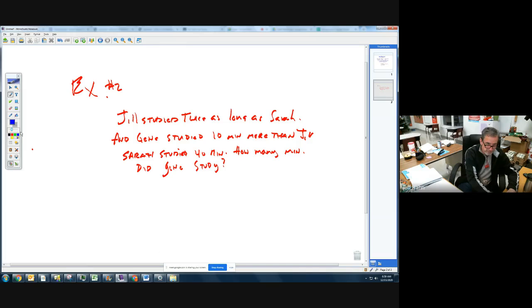Again, we are going to sketch out boxes because there's just a lot of comparing and it's easy to get confused with all that. Jill studied twice as long as Sarah. So here is Jill. Again, it's good to label your boxes. She studied twice as long as Sarah, so Sarah is only going to study half as much as her. Here's Sarah. And you know the difference between them is 2 times. You have to multiply Sarah by 2 to get up to Jill.